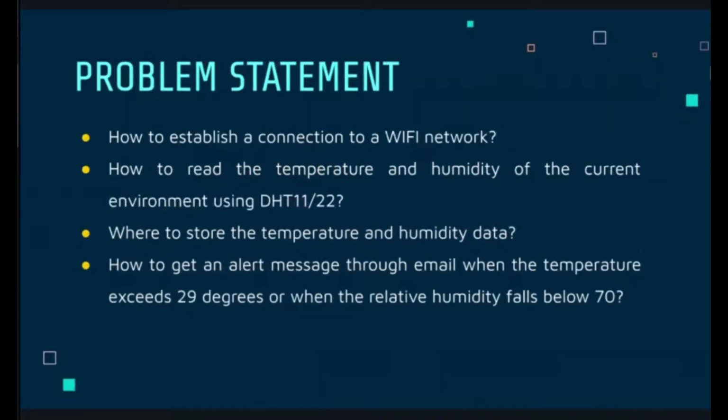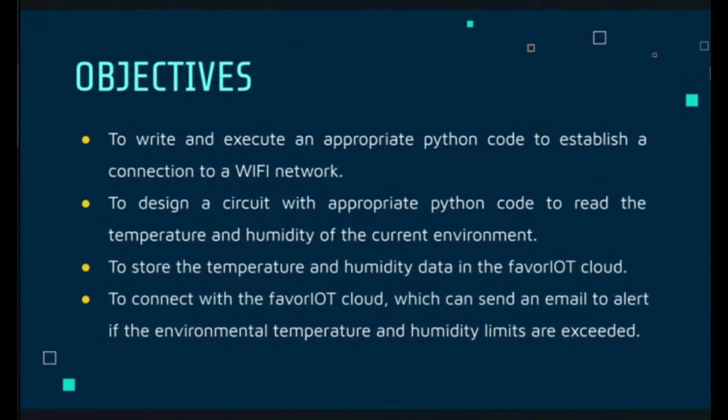These are the problem statements for Project 2. First, how to establish a connection to a Wi-Fi network. Next, how to read the temperature and humidity of the current environment using the DHT11 or 22. Where to store the temperature and humidity data. And lastly, how to get an alert message through email when the temperature exceeds 29 degrees or when the relative humidity falls below 70.